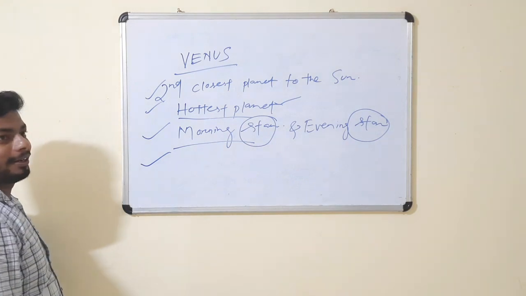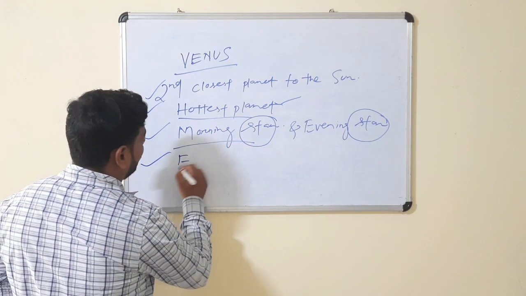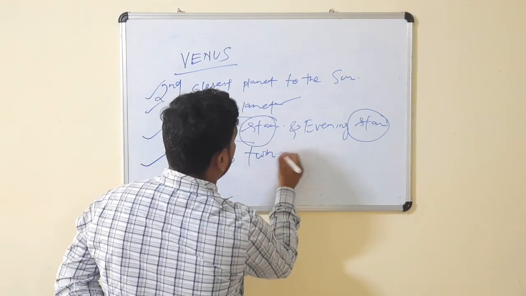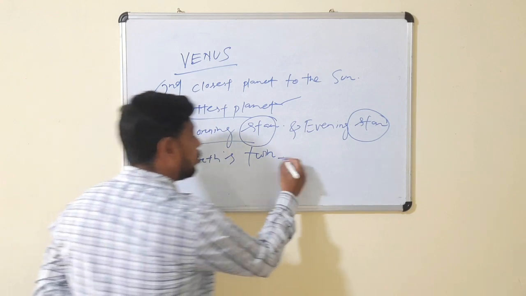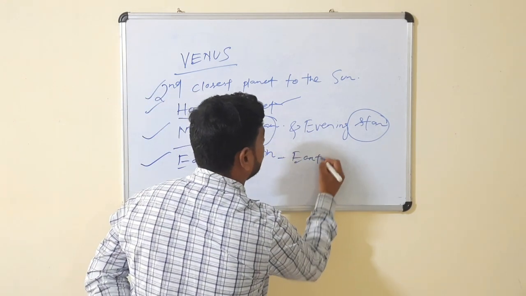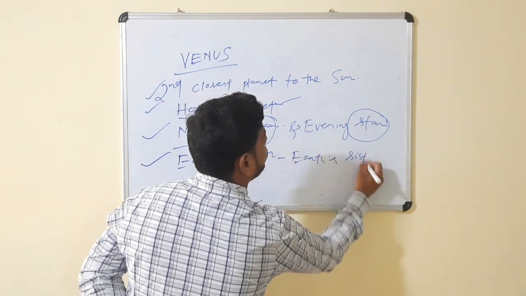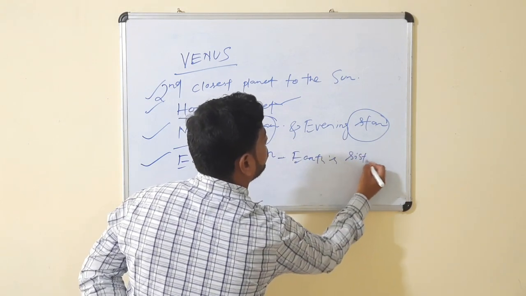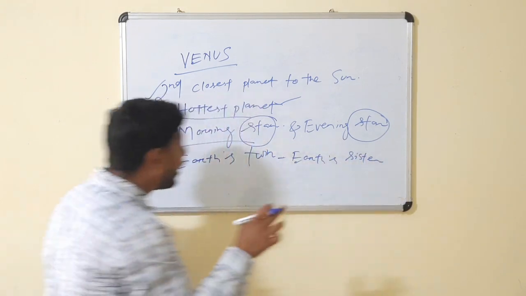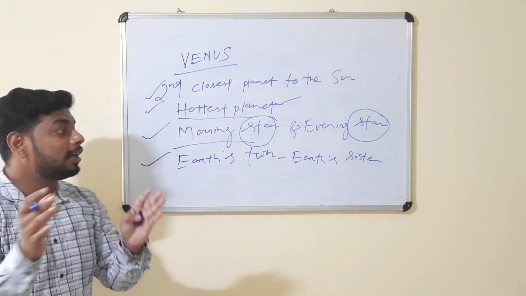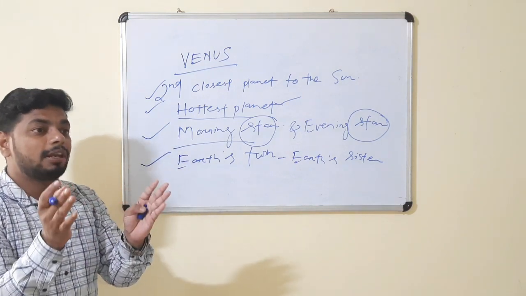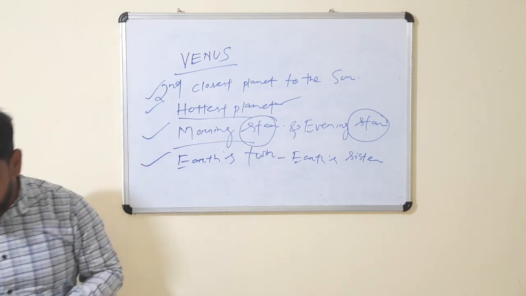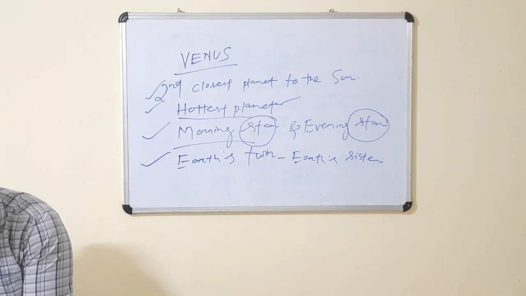Another one, it is also called Earth's twin, Earth's sister, the sister planet. Why? Because of similar size, similar structure, similar composition, and many more.